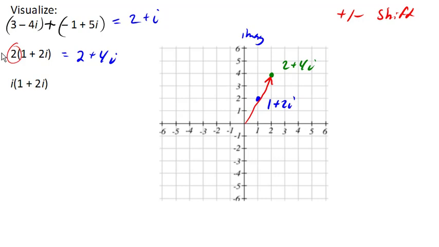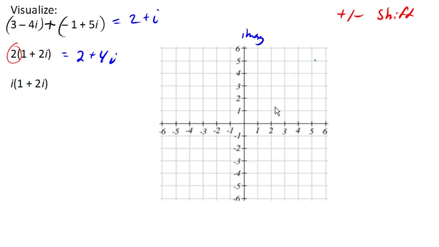And so we can think of multiplying by a real number, which is what we've done here, we've multiplied by 2, as a scaling of the number. So if this number is bigger than 1, it's going to move us away from the origin. If this number is small, it's going to bring us towards the origin. Okay, so now what about i times 1 plus 2i?